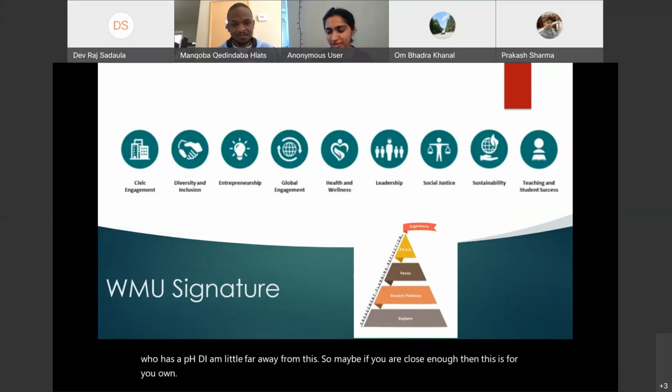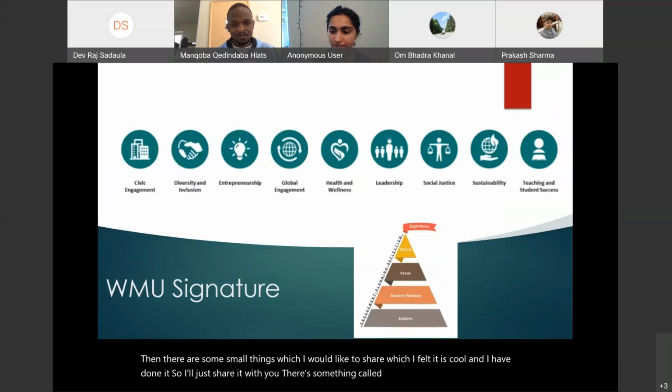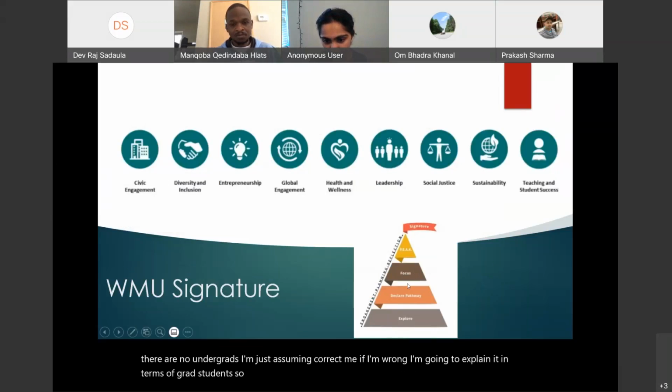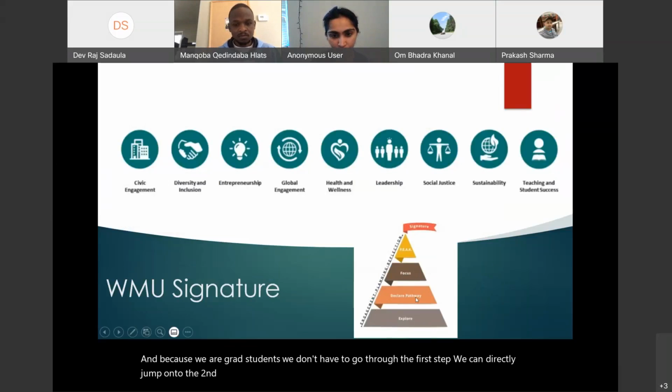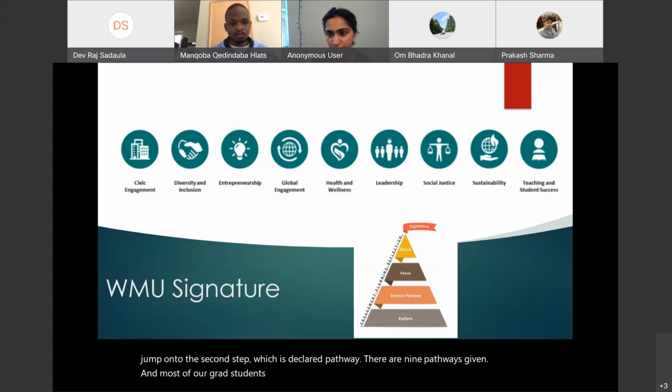Then there are some small things which I would like to share, which I felt are cool and I have done, so I'll just share them with you. There's something called the WMU Signature Program. Because there are no undergrads, I'm just assuming, correct me if I'm wrong, I'm going to explain it in terms of grad students. They have 4 steps here. Because we are grad students, we don't have to go through the first step. We can directly jump onto the second step, which is declare pathway. There are 9 pathways given. Most of our grad students are serving as teaching assistants, so this last pathway of teaching and student success is easily achievable for us.